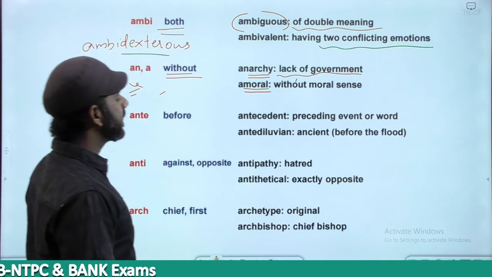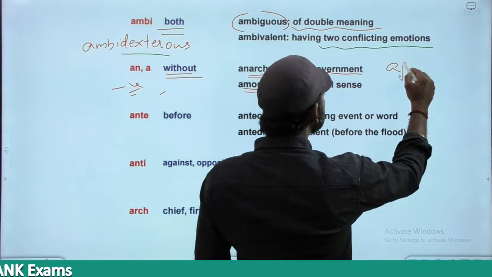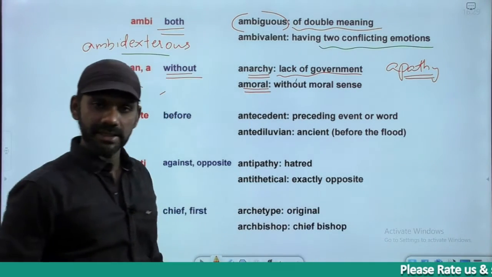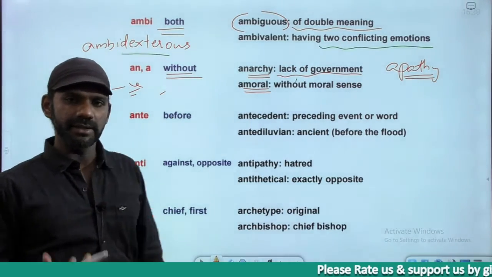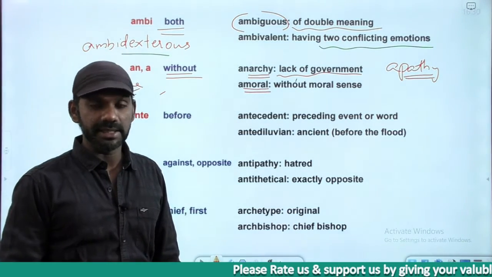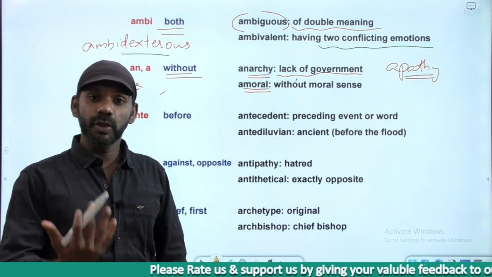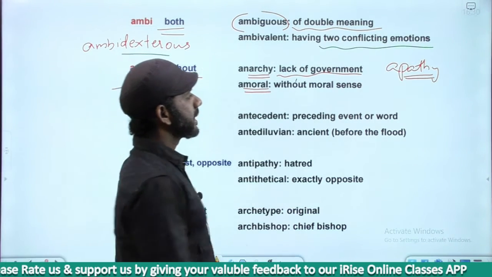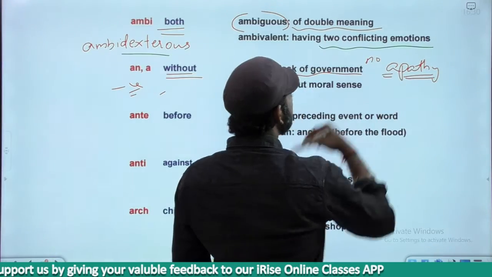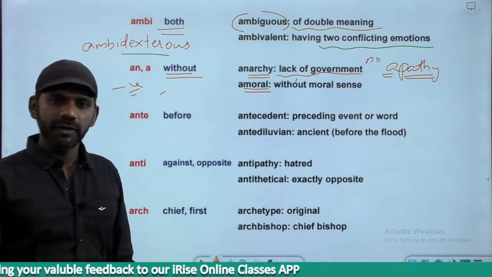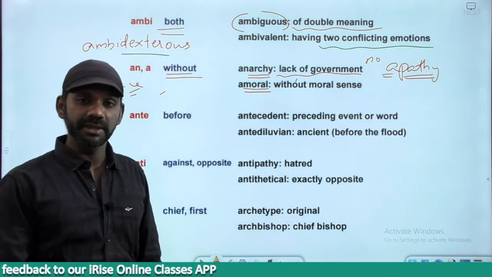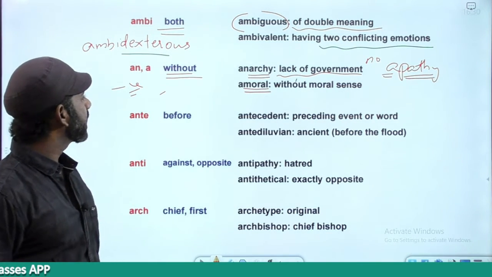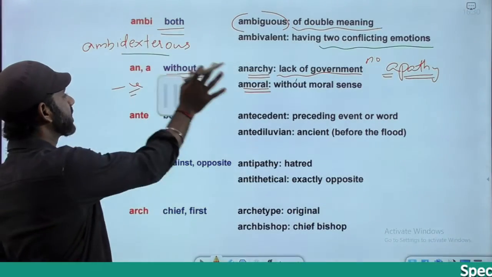Apathy, A-P-A-T-H-Y. Apathy, pathy is a root word meaning feelings of kindness. Feelings of kindness for others like sympathizing, empathizing, showing mercy, showing kindness, having pity and all. Pathy. A is a negative prefix meaning no. So apathy means no pathy. No feelings of kindness for others. No sympathy, no mercy, no pity and all. That is apathy. So a and an are negative prefixes meaning without.